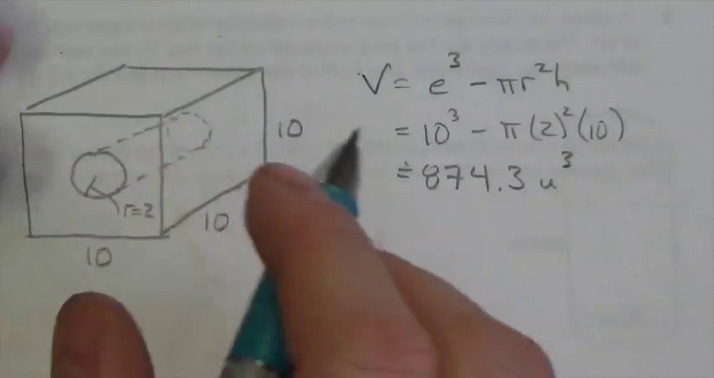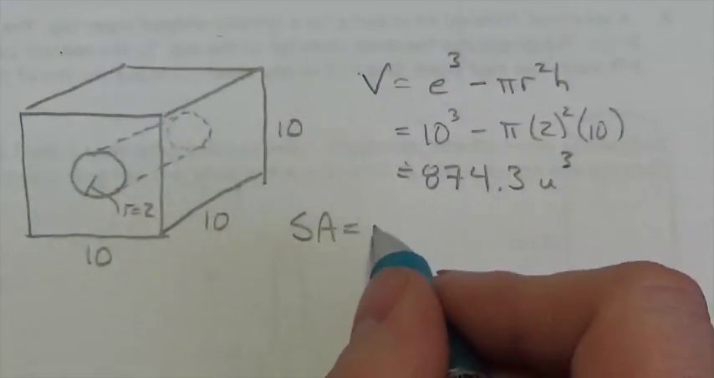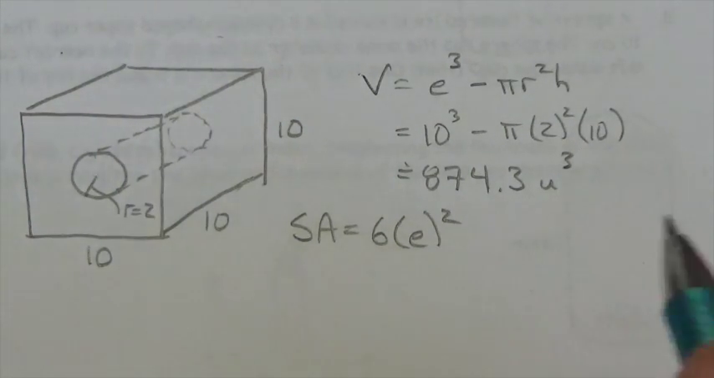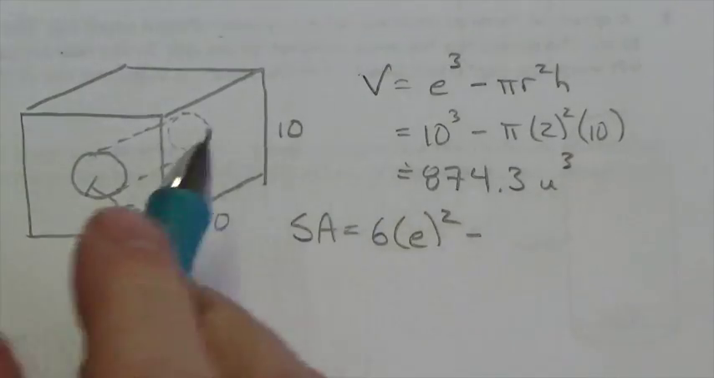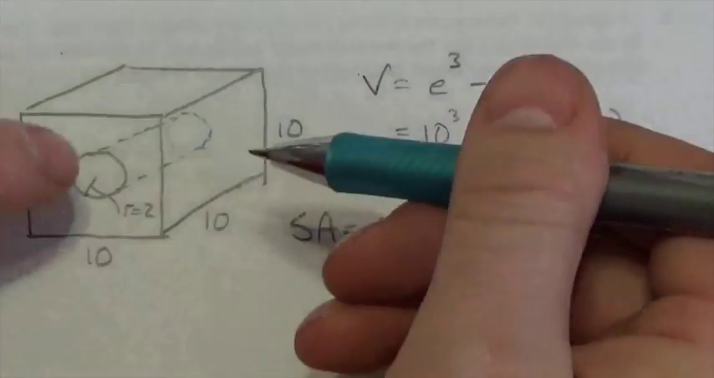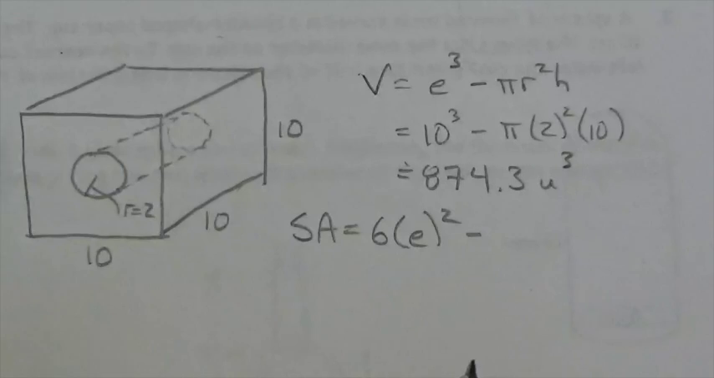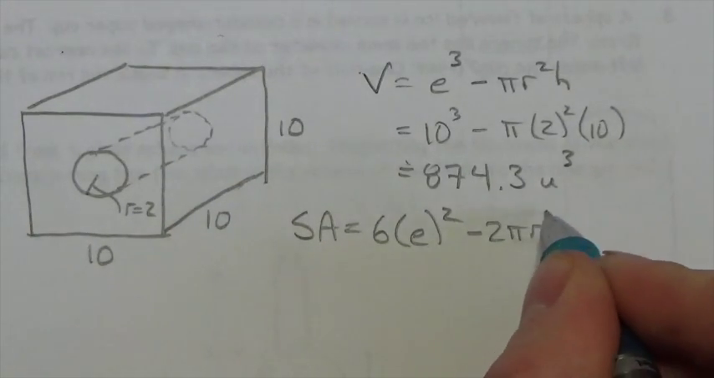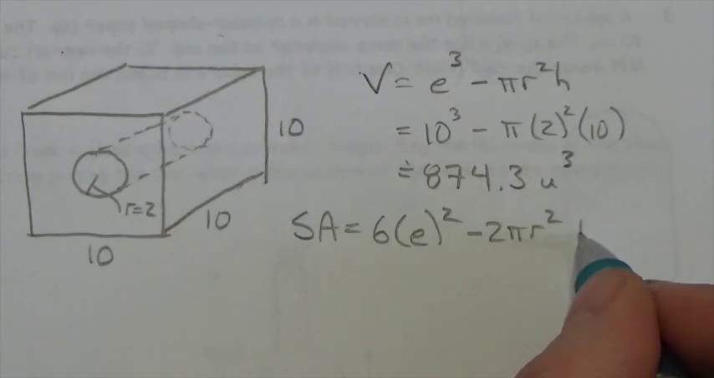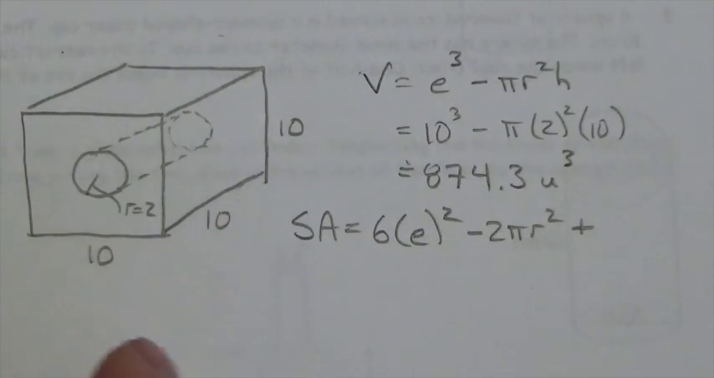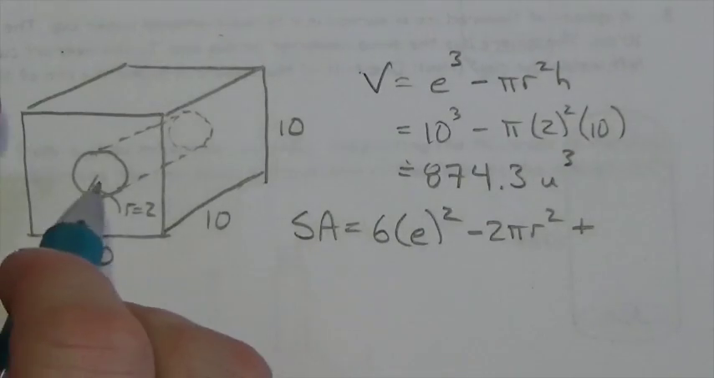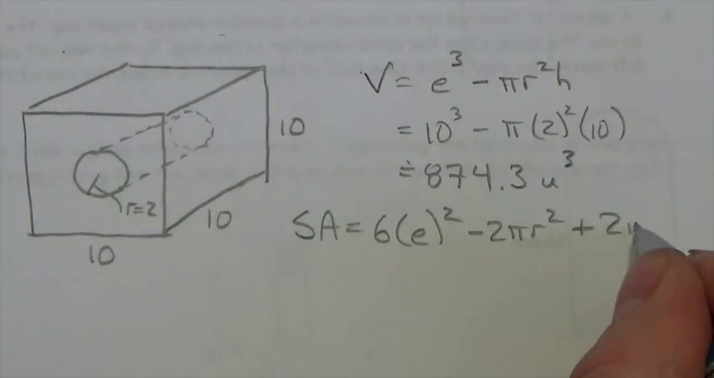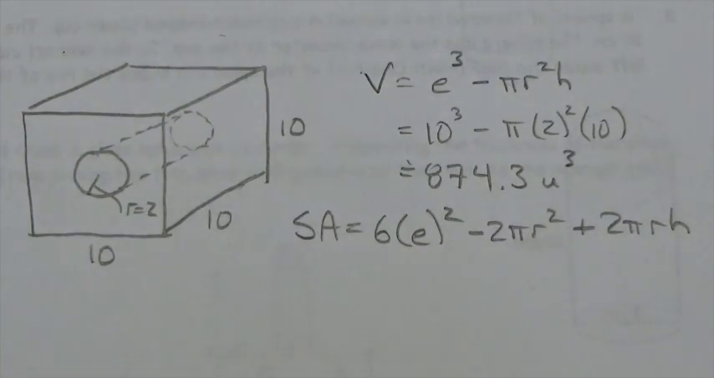So let's just take a look at it like this. If we were to get the surface area of the cube, that would be 6 times the edge squared. Now, the cylinder has those 2 circles at the edge, but I got rid of those. I drilled through those. So I'm going to subtract 2 pi r squared. But then the act of drilling that hole exposed an inner surface. That is the lateral surface area of the cylinder. And so I'm going to add to that 2 pi r h.